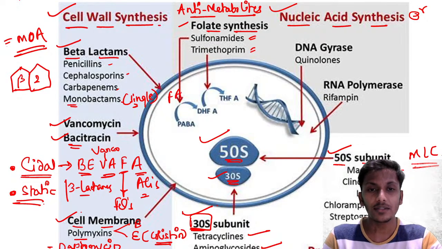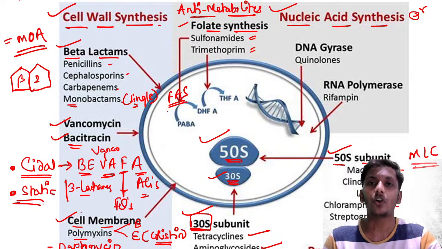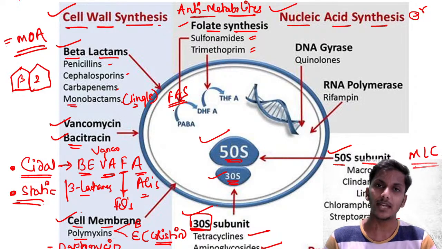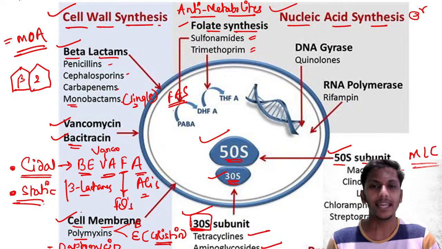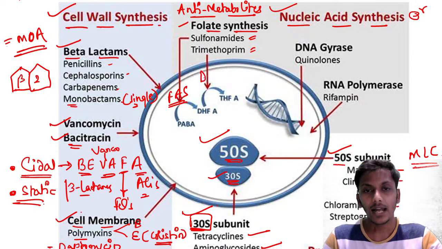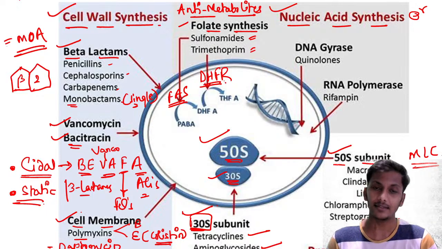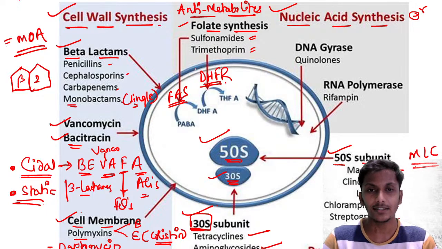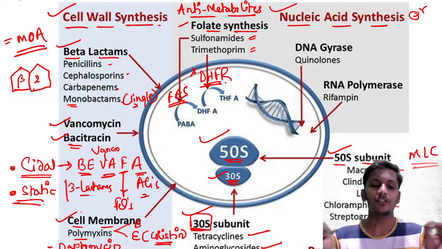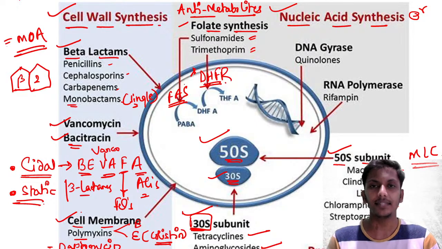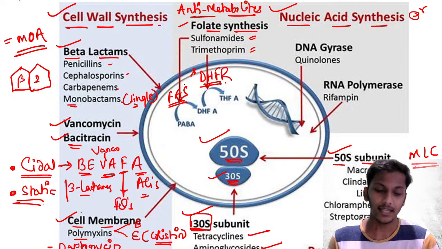Sulfonamide inhibits which enzyme? It inhibits FAST, that is folic acid synthase enzyme. Whereas trimethoprim inhibits which enzyme? Please remember, trimethoprim would inhibit DHFR, that is dihydrofolate reductase enzyme. Important one, a question has been asked on this. Sulfonamides inhibit folic acid synthase enzyme, whereas trimethoprim inhibits dihydrofolate reductase enzyme, DHFR.